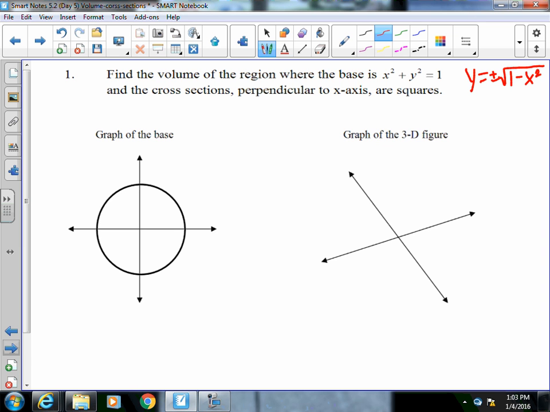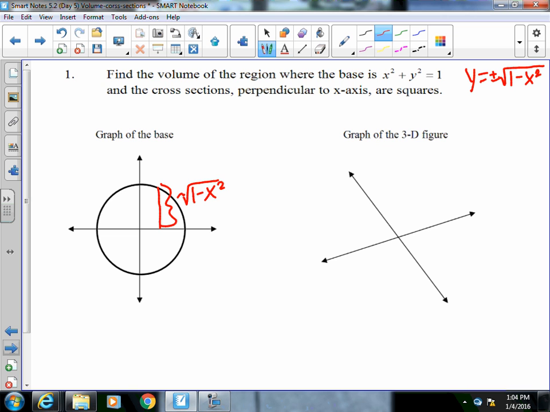So, what we need to know about this is this distance is the square root of 1 minus x squared. It's going to come in handy. I didn't really draw that best, but that's the distance from the curve to the x-axis: the radical of 1 minus x squared.